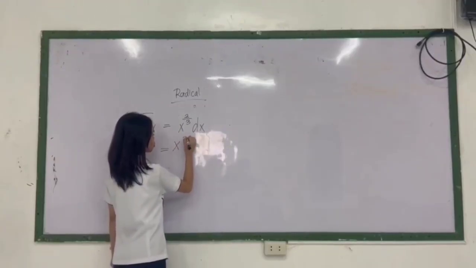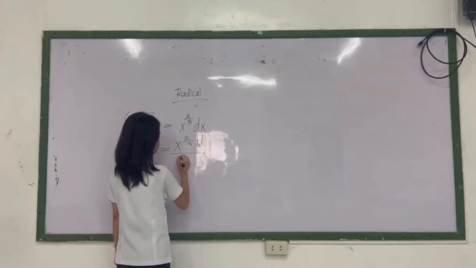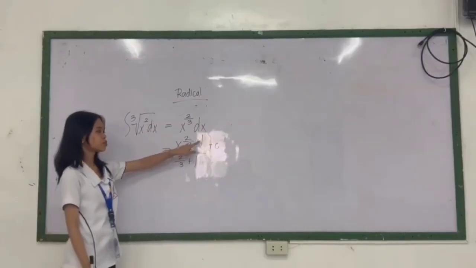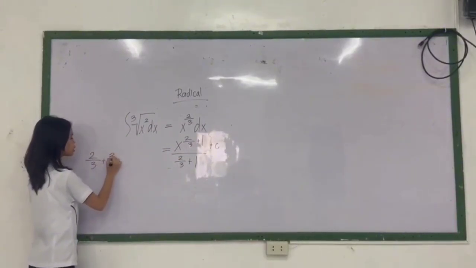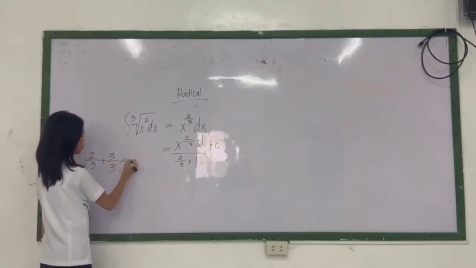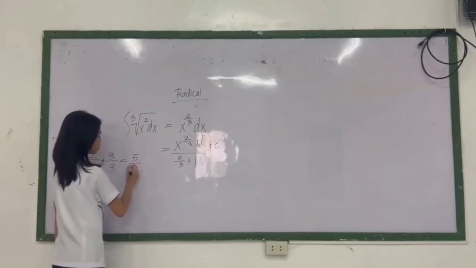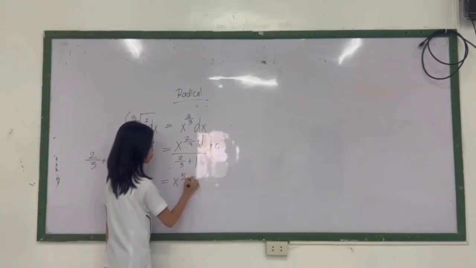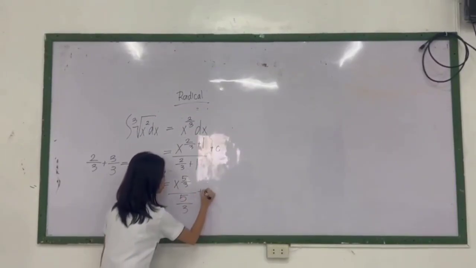X raised to 2 over 3 plus 1, over 2 over 3 plus 1, plus c. Now, 2 over 3 plus 1 is the same as 2 over 3 plus 3 over 3. So our answer will be 5 over 3: x raised to 5 over 3, over 5 over 3, plus c.